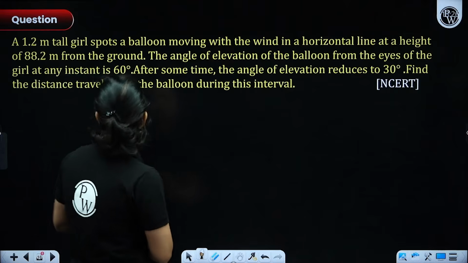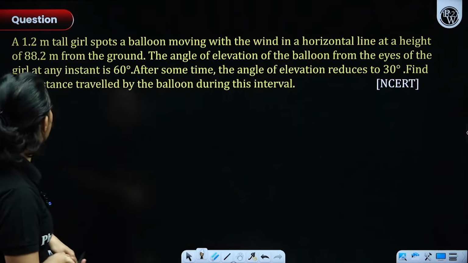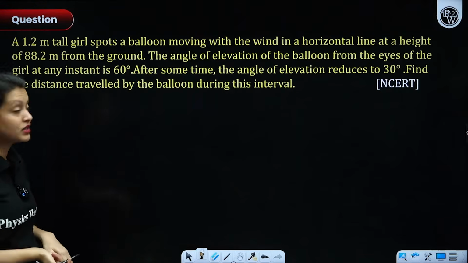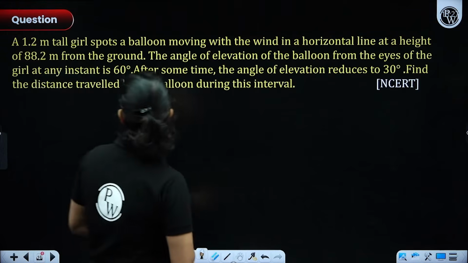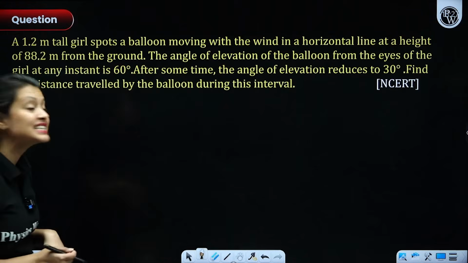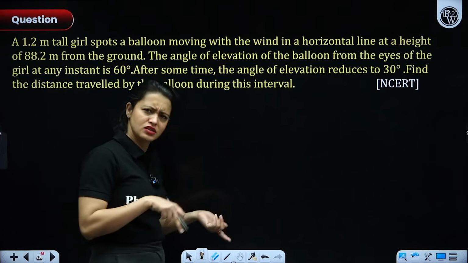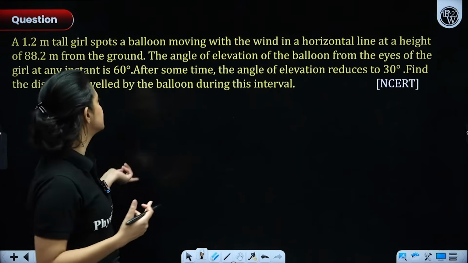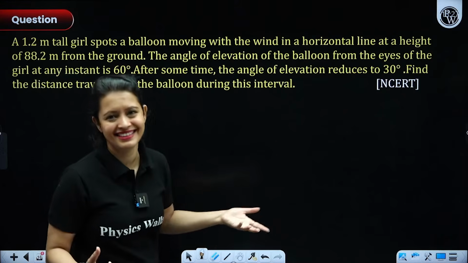A 1.2 meter tall girl spots a balloon moving with the wind in a horizontal line at a height of 88.2 meters from the ground. The angle of elevation of the balloon from the eyes of the girl at any instant is 60 degrees. After some time, the angle of elevation reduces to 30 degrees. Find the distance traveled by the balloon during this interval. This is the question directly from NCERT, guys.